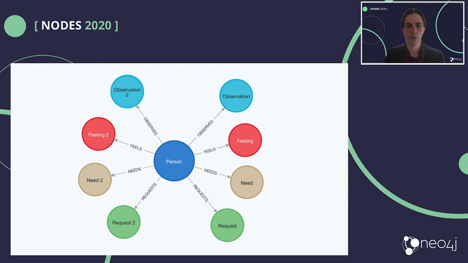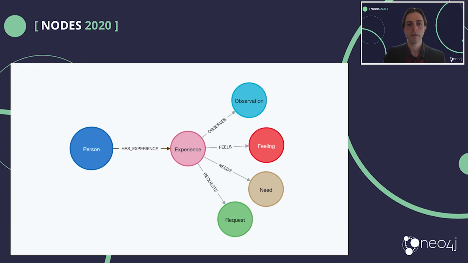I'm not even sure that this would work. And so there's clearly a noun or a concept or a node type missing here, and that is a person's experience. So if we add experience as a node type, then a person has an experience, and that experience involves them observing a particular observation. The experience involves them feeling that feeling, needing that need, and requesting that request.